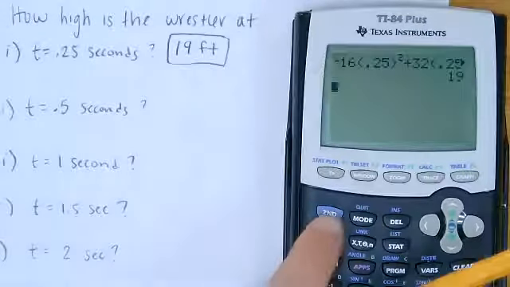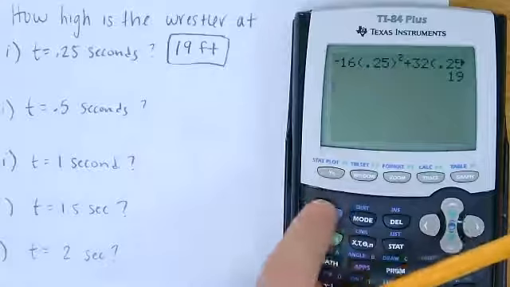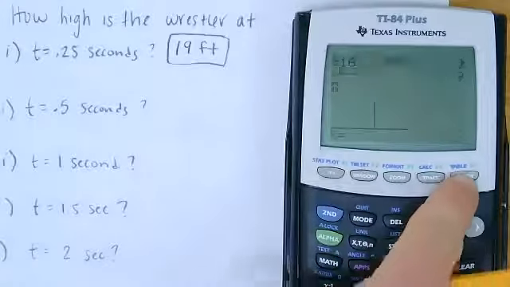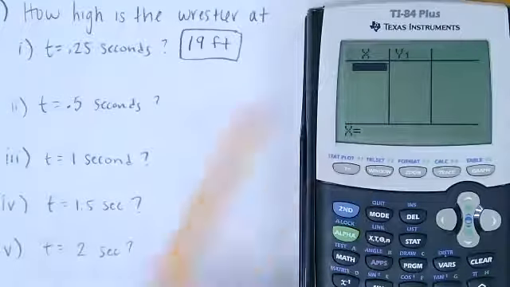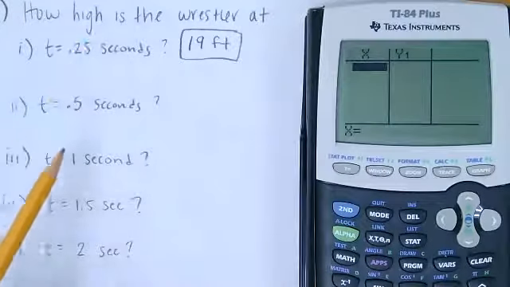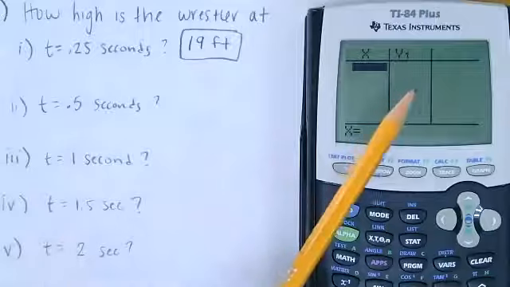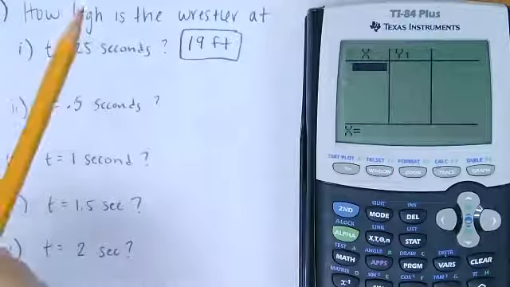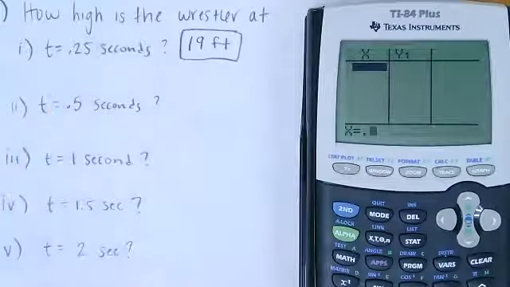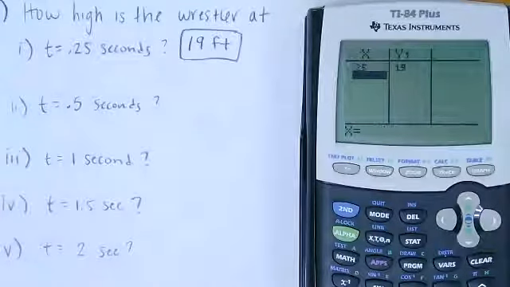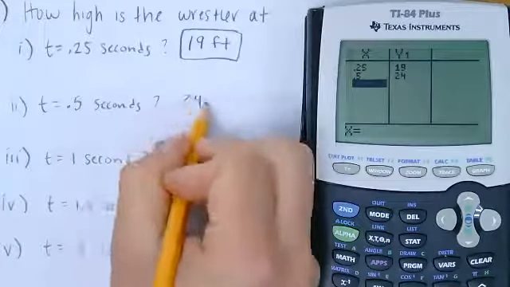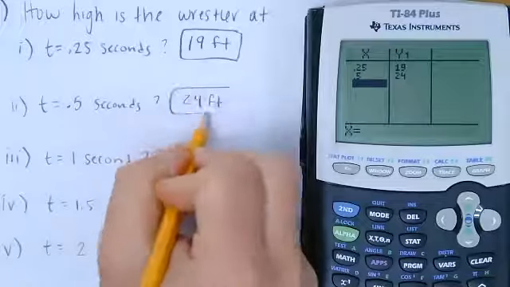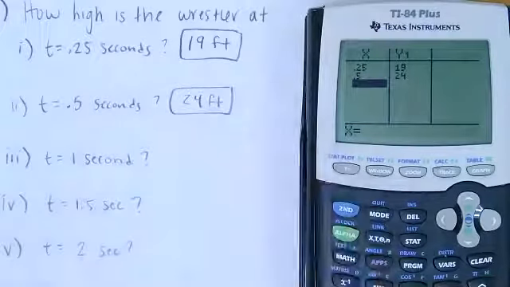All right, now we're going to go into the table. So I'm going to press the blue and then the table. And now all I have to do is plug in these time values, which are really my X values, and it's going to spit out the height. So let's just try the 0.25 and see how fast this way is. Plug in 0.25, bam, 19. Plug in 0.5, oh, that gives me 24 feet. Isn't this nice that this calculates all these values for you really quickly?